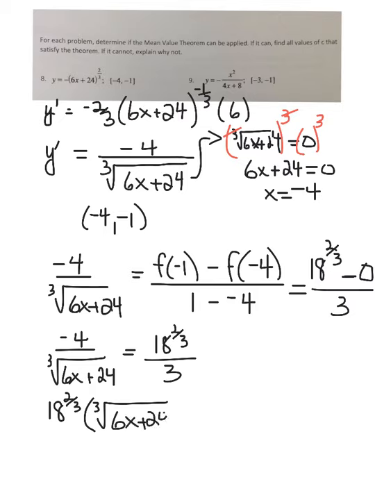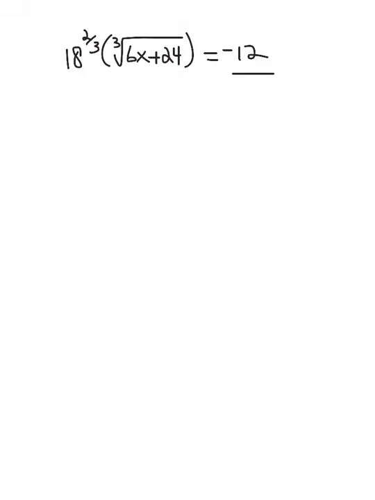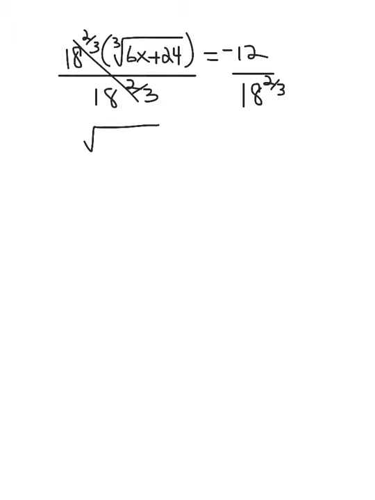Don't worry about the computations, okay? Because again, this is calculus. We don't really have to simplify. And that's going to equal -12. So then from here, I would just divide out the 18 to the 2/3 power from both sides. Again, don't worry about it. It's all good. And then I am going to get the cube root of 6x plus 24 equal to -12 over 18 to the 2/3 power.